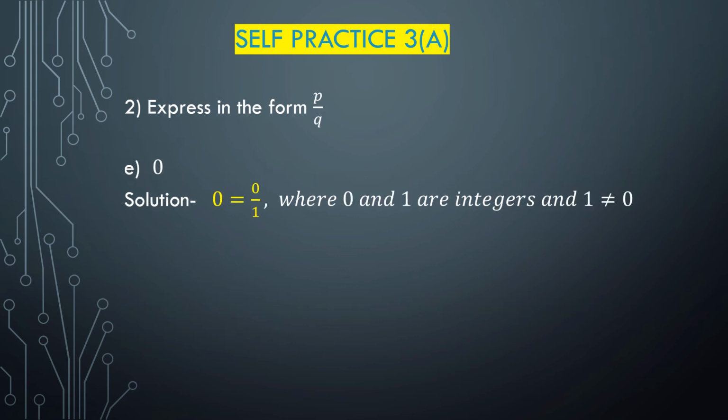Now we solve bit E. 0. We can write 0 as 0 divided by 1, where p is 0 and q is 1, both 0 and 1 are integers, and q, that is 1, is not equal to 0.